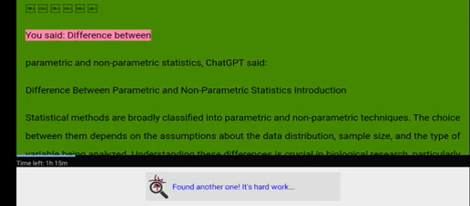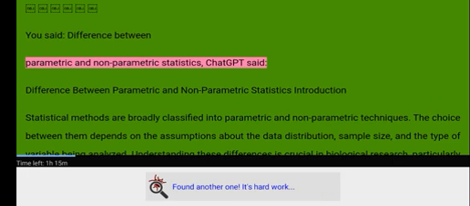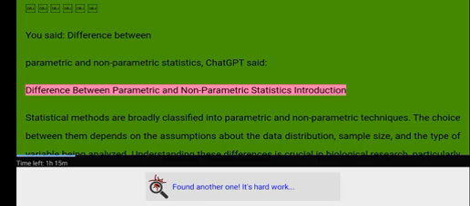You said: difference between parametric and non-parametric statistics. ChatGPT said: difference between parametric and non-parametric statistics.